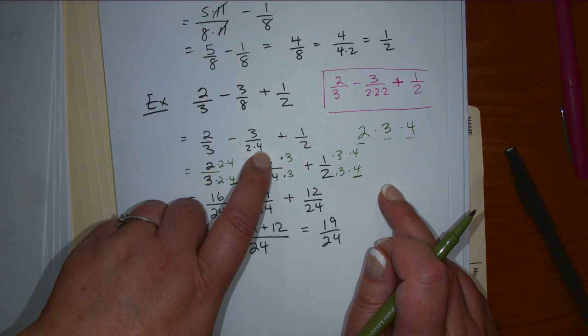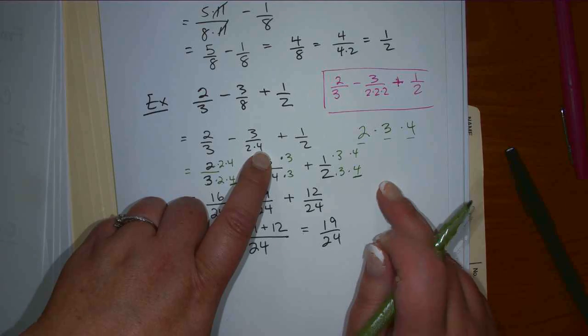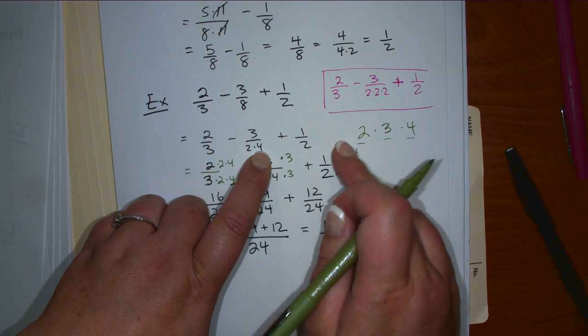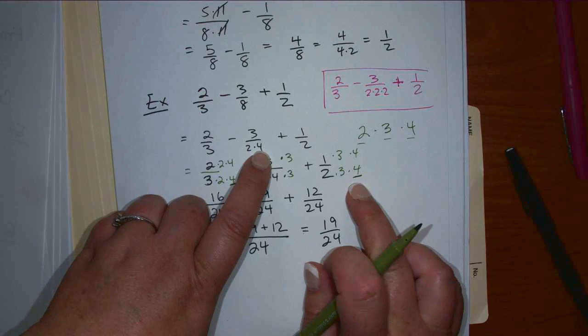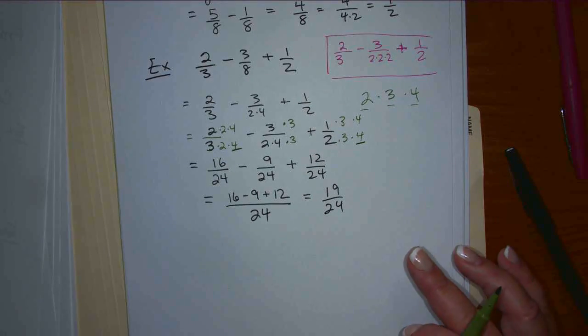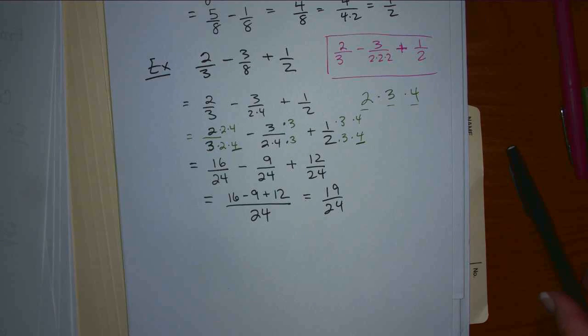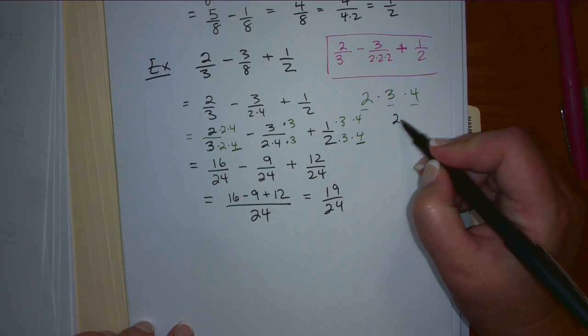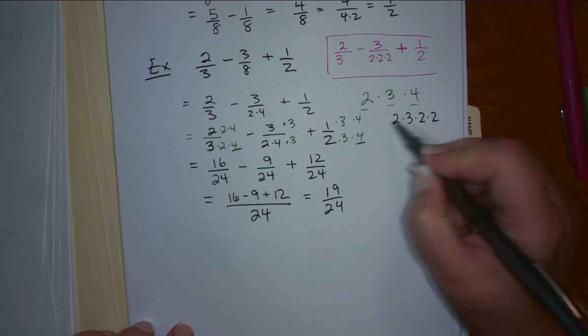I should have broken that down and said, we need three 2s on the bottom of each. This one already has one, so we need two more, but I had just called it a 4. So here I should have said a 2, a 3, and two more 2s. This is what we need on the bottom of each.